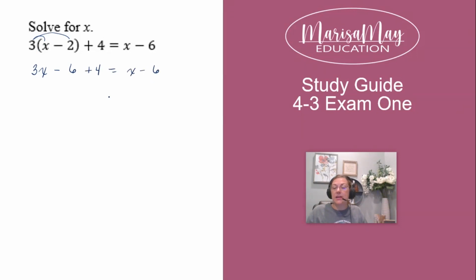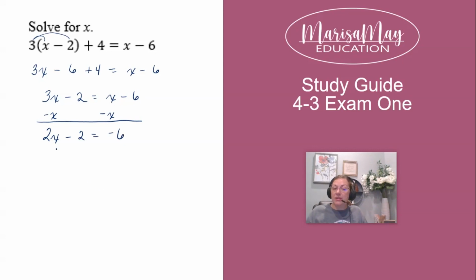Now, let's go ahead and combine like terms. I see the minus 6 plus 4. That will give me minus 2. And then I've got to move the x's all to one side. So I'm going to subtract x from both sides. That gives me 2x minus 2 equals negative 6.